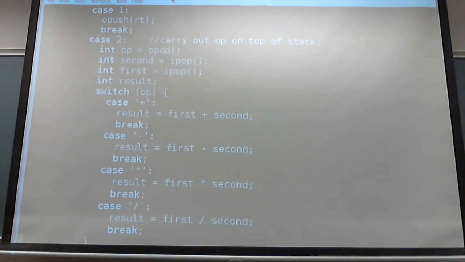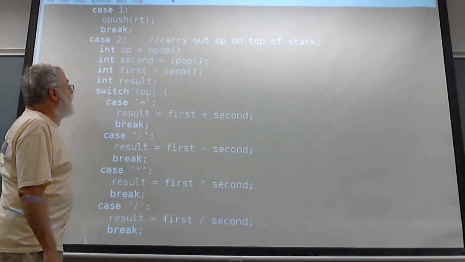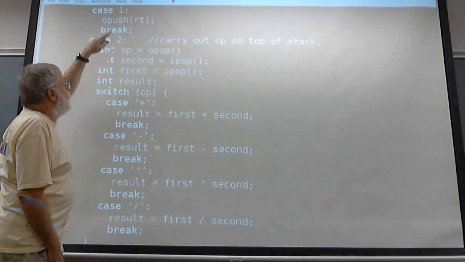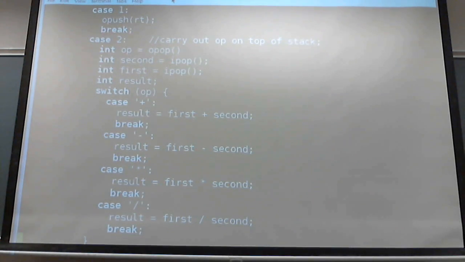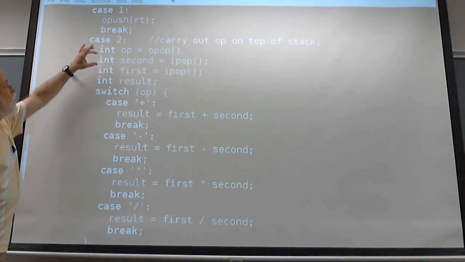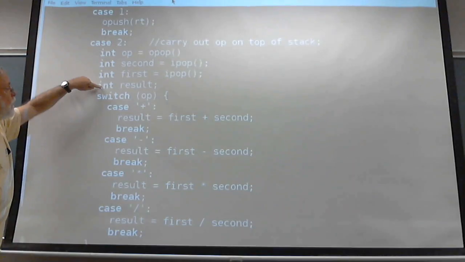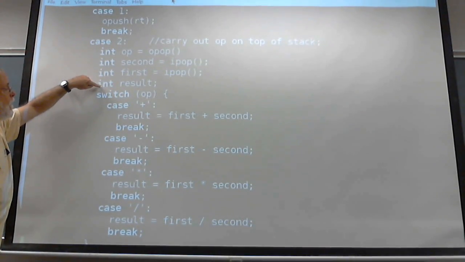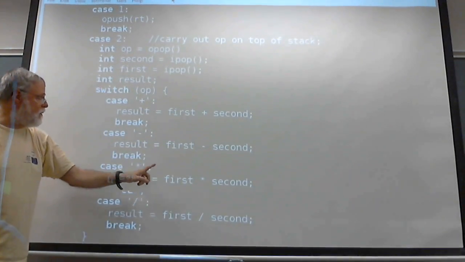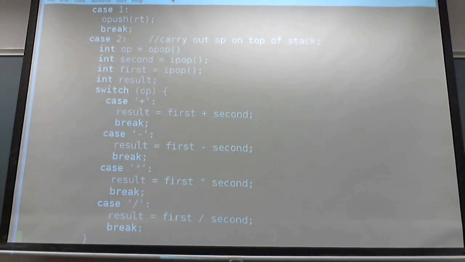So, case 2, we pop off the operation. That means there's an operation that we need to carry out. We pop off that operation. We pop off the two pieces of data it's going to operate on, and we set up a place for the result. And if it's a plus, we compute the result as a plus. So this right here is where the operation is being carried out.